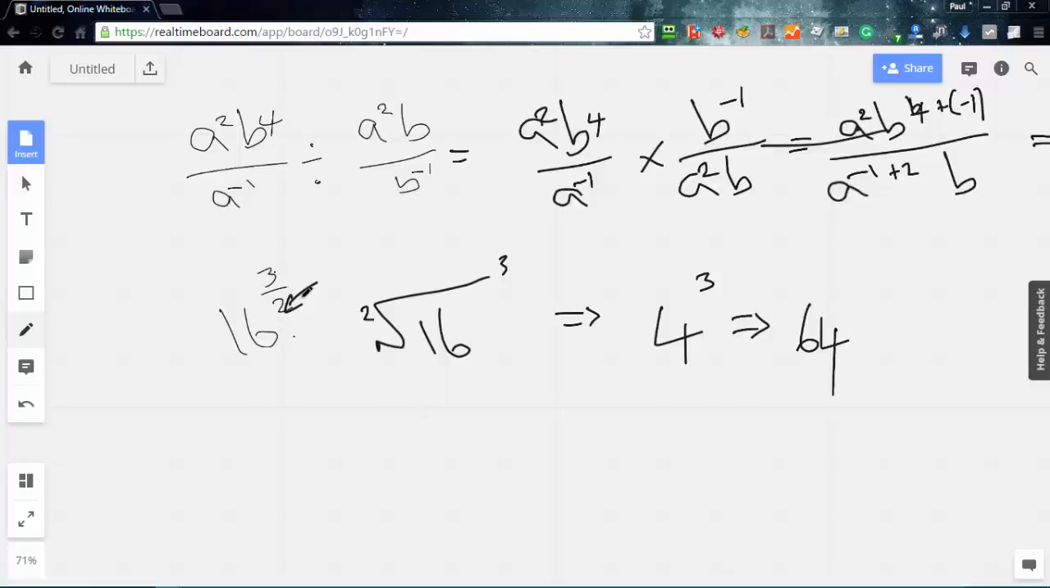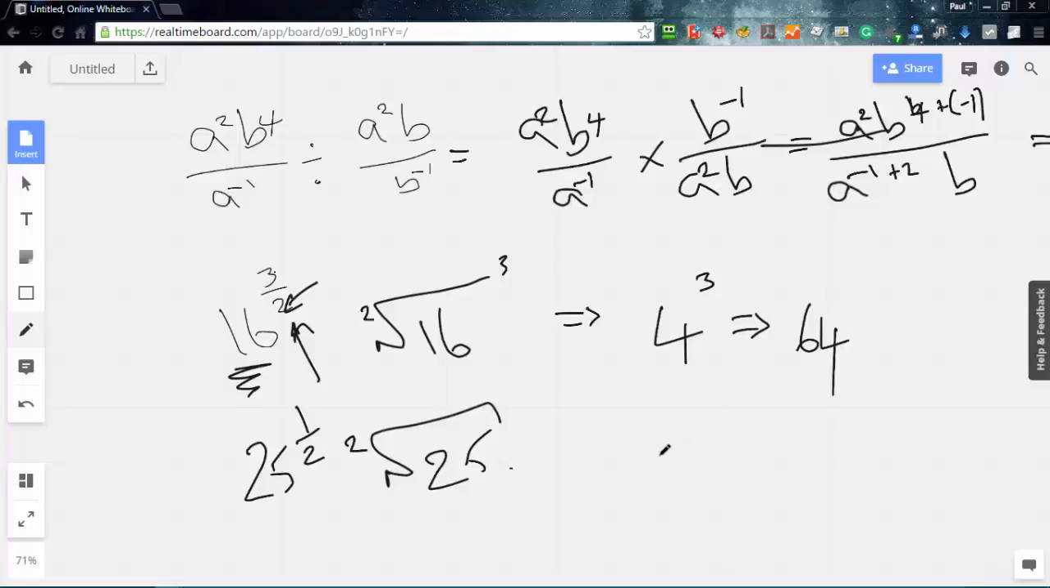Just remember with these things that the number at the bottom becomes the root of the number here. So let's say if it was 25, that is just the same as saying the square root of 25. And then if I was to put something else at the top here, say a 3, then that would become cubed, so that would become 5 cubed, which is 125. Okay, hope that makes sense.